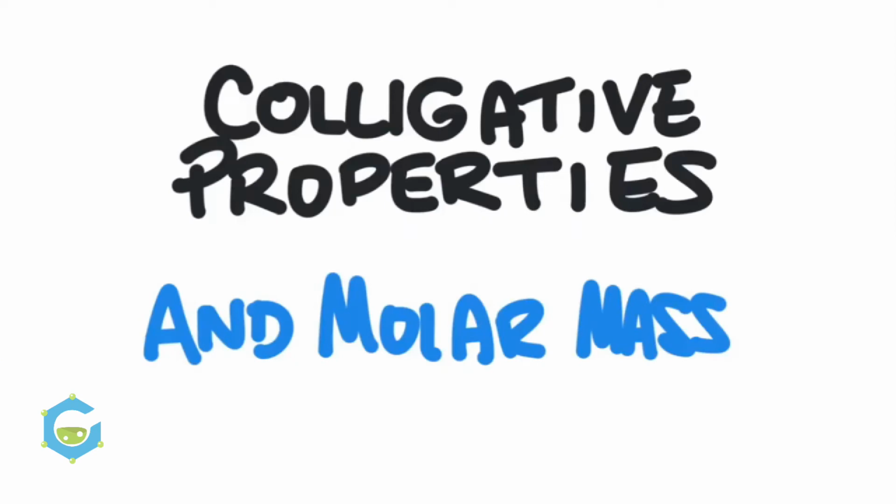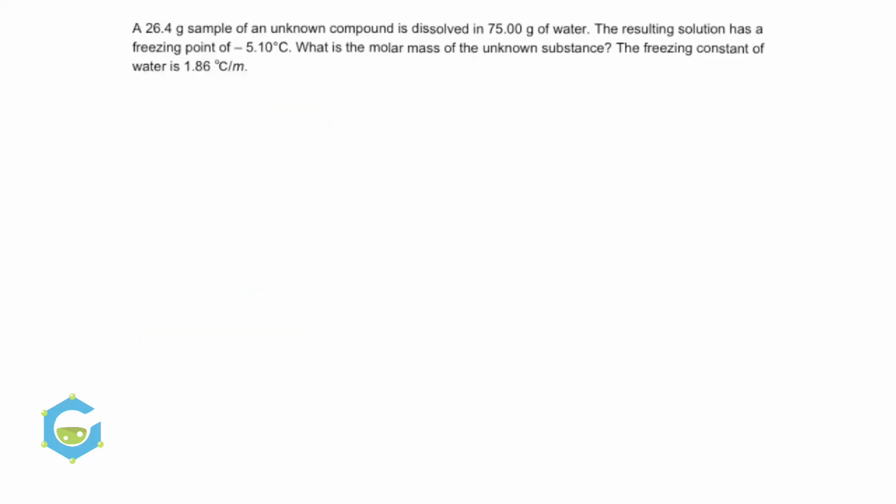In this video, we're going to learn how to determine the molar mass of a substance based on its colligative properties, and we're going to do this by solving this problem. A 26.4 gram sample of an unknown compound is dissolved in 75 grams of water. The resulting solution has a freezing point of negative 5.10 degrees Celsius. What is the molar mass of the unknown substance?